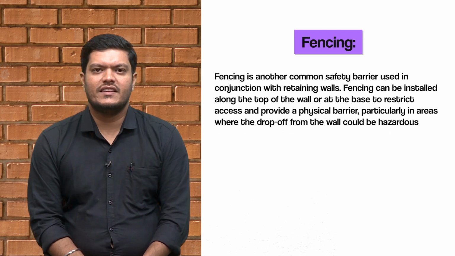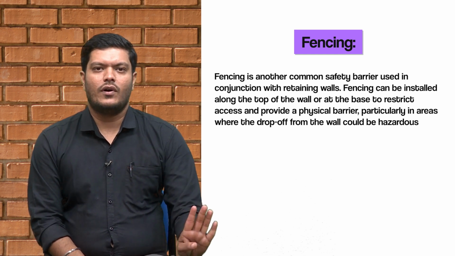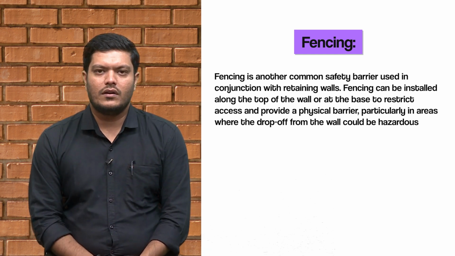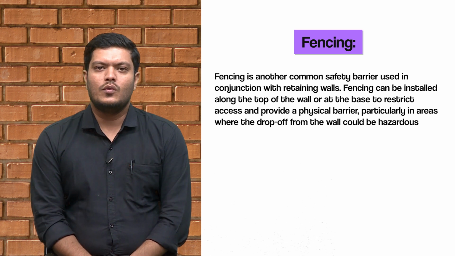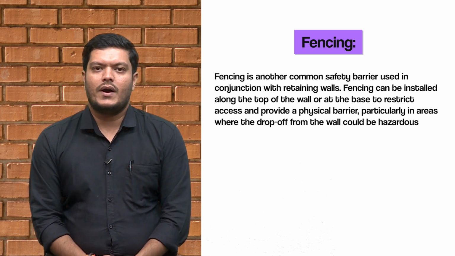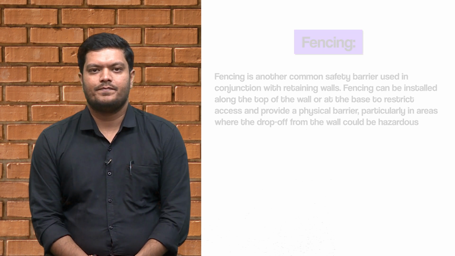Fencing. Fencing is another commonly used safety barrier in conjunction with retaining walls. Fencing can be installed along the top of the wall or at the base to restrict access and provide a physical barrier, particularly in areas where the drop-off from the wall could be hazardous.